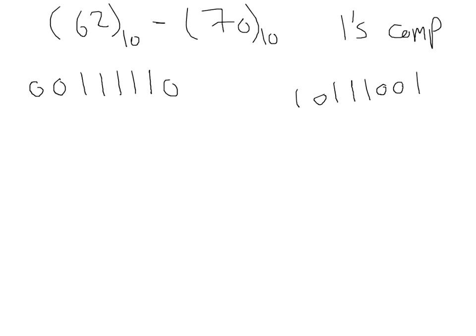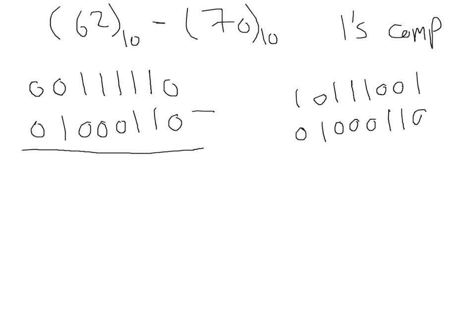We need to change it to minus 70. We need to switch. So we have 0 1 1 0 0 0 1 0. We'll bring this number here. 0 1 1 0 0 0 1 0. Okay, we add these numbers together.